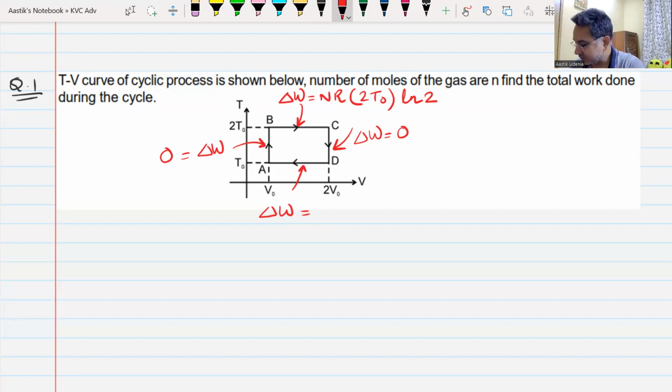It's minus nRT naught ln 1/2, sir. Take a deep breath. If you have put a minus sign, why did you put the minus sign first of all? You don't have to put the minus sign if you are saying ln of 1/2. Volume has decreased, no, sir.